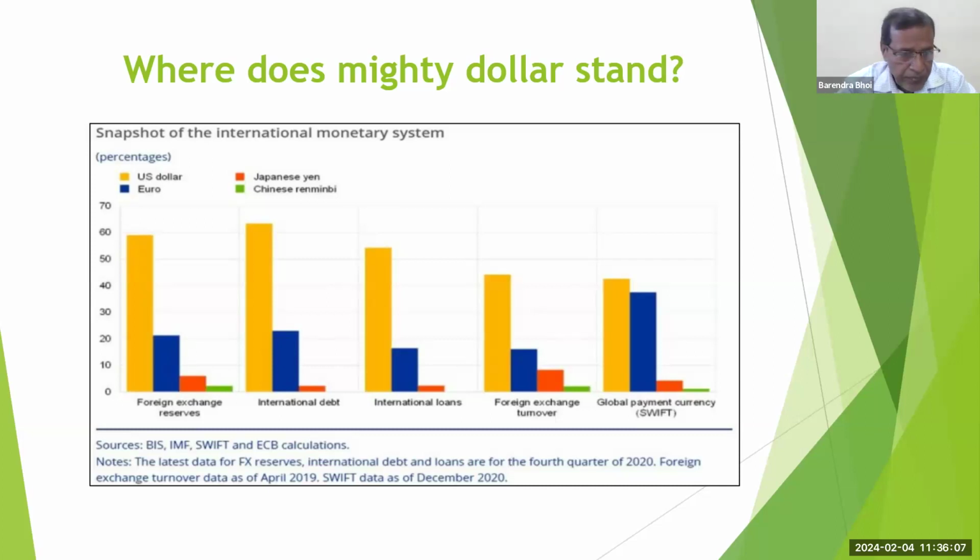and Japanese yen hardly 3%. Chinese renminbi negligible. Then foreign exchange turnover, if you see on a daily basis, dollar is closely followed by euro, and distantly by Japanese yen, and to some extent Chinese.